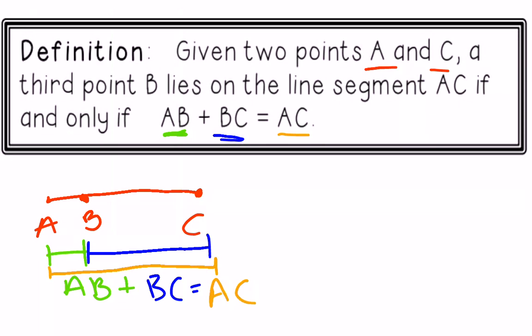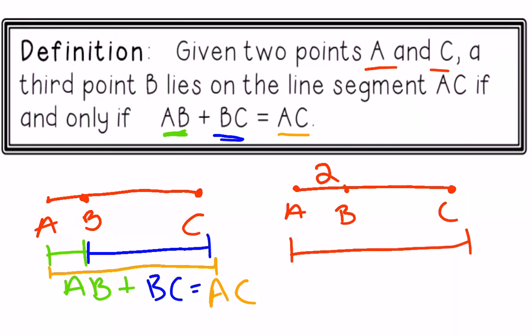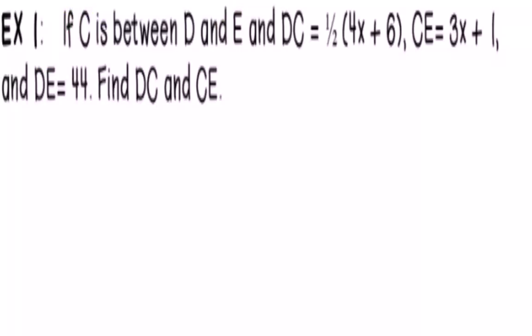And then basically we're going to use that idea to solve problems. So for instance, if I give you a segment and I set up the same way, if AB is 2 and AC is 12, what would that make BC? Well, it would need to be 10 because 2 plus 10 would give me 12. So let's look at some more complicated examples when I start adding in algebra.